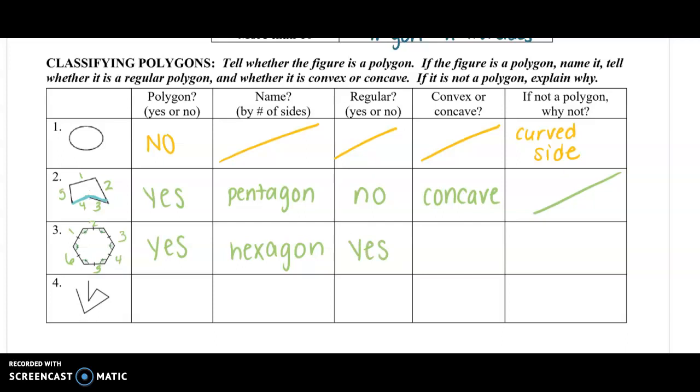Is it convex or concave? Nothing is being caved in. So that would be a convex polygon. And then we don't have to answer the last one.